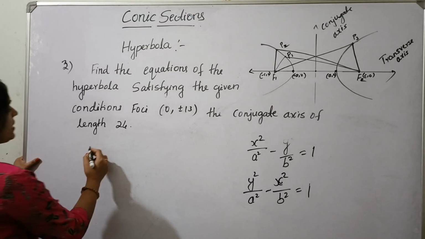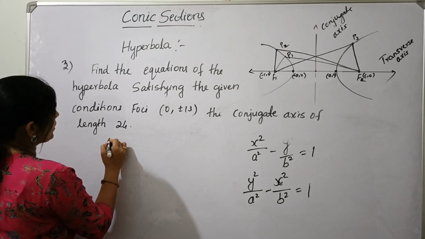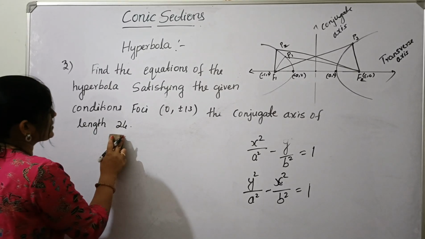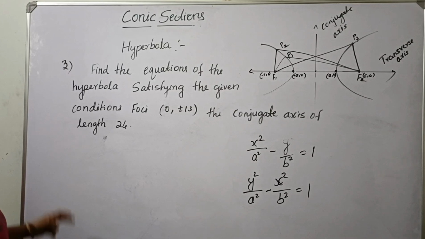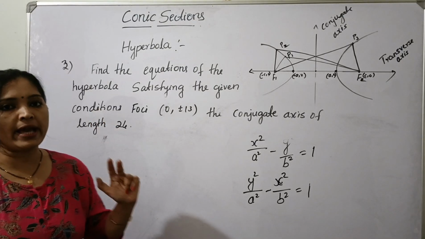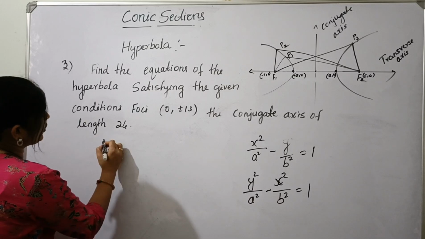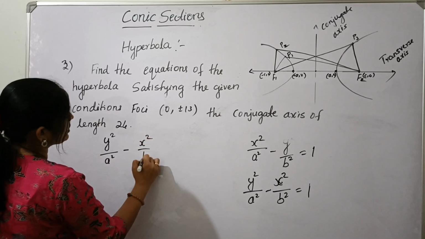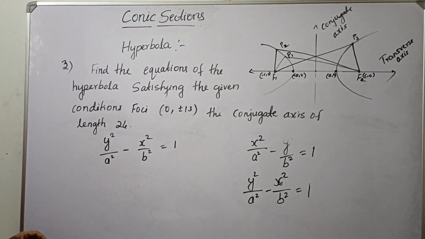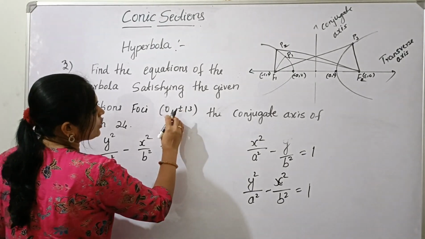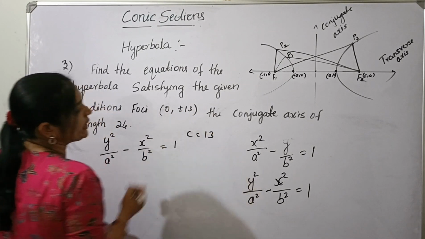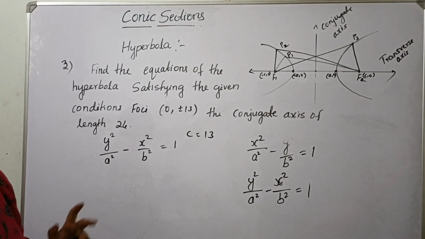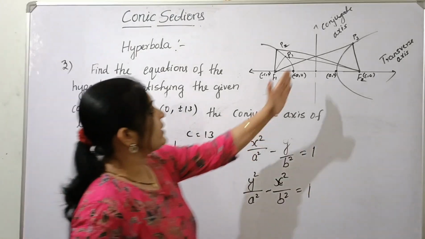First of all, let us write the standard equation of the hyperbola. Since these foci are lying on the y-axis, the standard equation of the hyperbola is this second one: y square by a square minus x square by b square is equal to 1. Here foci is 0, plus or minus 13. Therefore, c is equal to 13. And the conjugate axis is of length 24. That means 2b is equal to 24.